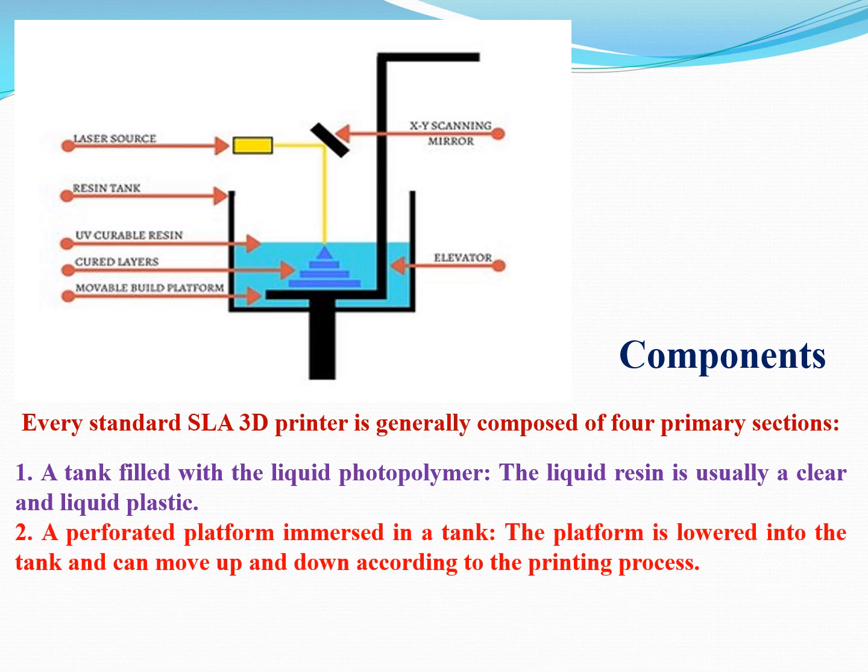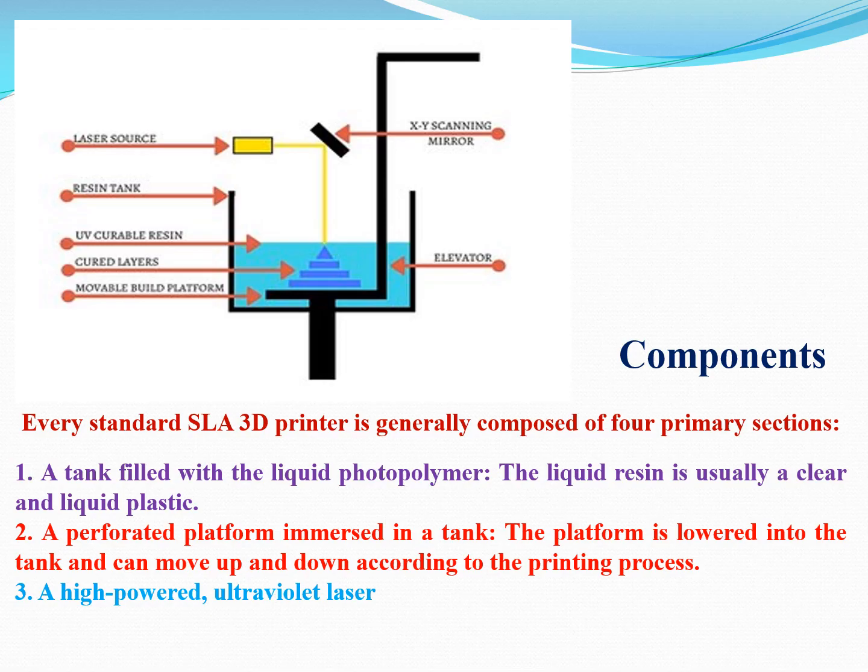Number 2, a perforated platform immersed in a tank. So there is a platform, that platform will be immersed inside the photopolymer tank. The platform is lowered into the tank and can move up and down according to the printing process. That means the platform can be moved up and down as per the requirement, as per the printing process.